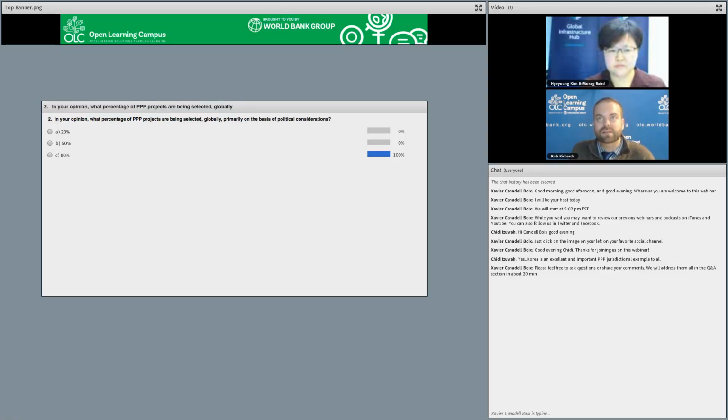This next polling question, audience, if you could feel free to answer: in your opinion, what percentage of PPP projects are being selected globally, primarily on the basis of political considerations? 20%, 50%, 80%. This is a very interesting question. After having looked at several different countries and economies, this will be an interesting discussion point as we go forward. So please take some time to answer this question.